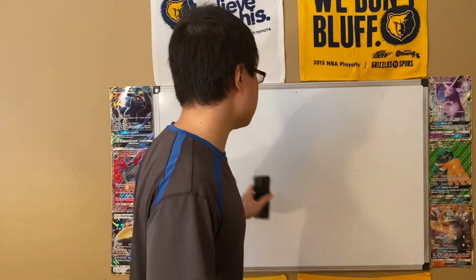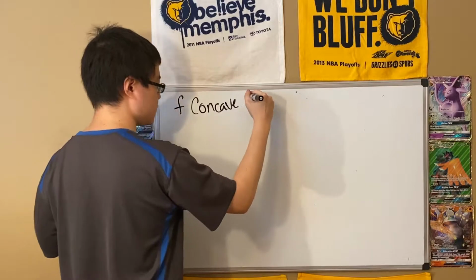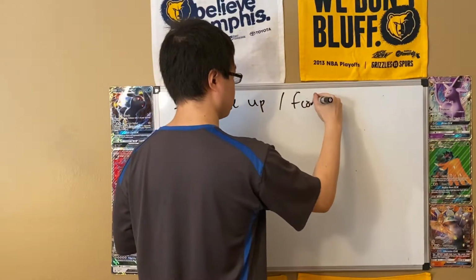But now for this new lesson, let's do f double prime. So f concave up or down, that's what we're going to talk about today. F concave up, f concave down.